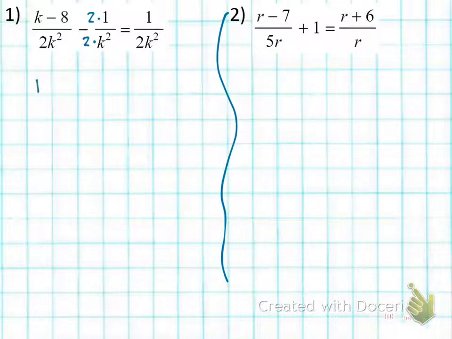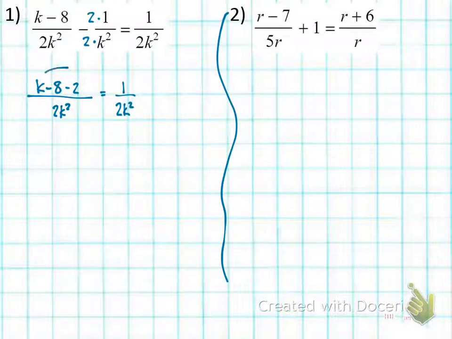So the first numerator and denominator stays the same. We have k minus 8, and then negative 1 times 2 is going to be negative 2. And our new common denominator is going to be 2k squared, which is all equal to 1 over 2k squared. Okay, and then I can combine like terms here. Negative 8 and negative 2 is really like saying negative 10, so it's k minus 10 all over 2k squared is equal to 1 over 2k squared. Alright, so we now have two fractions that are equal to each other.